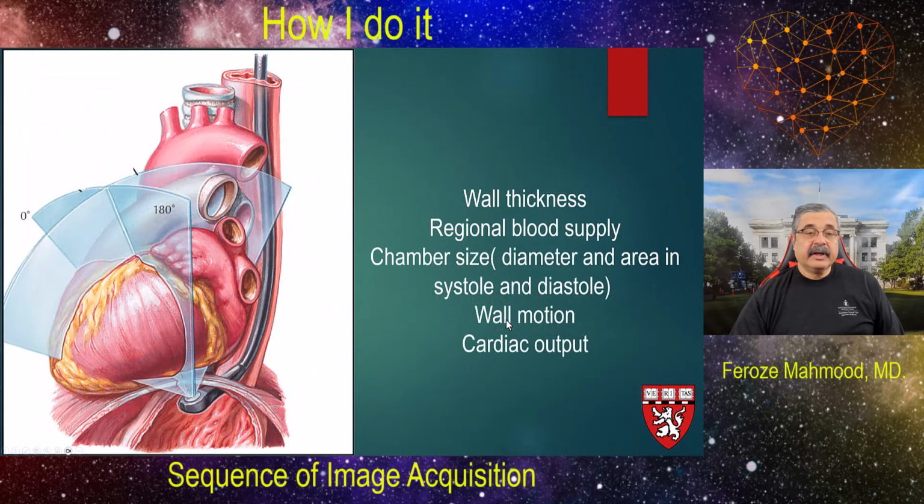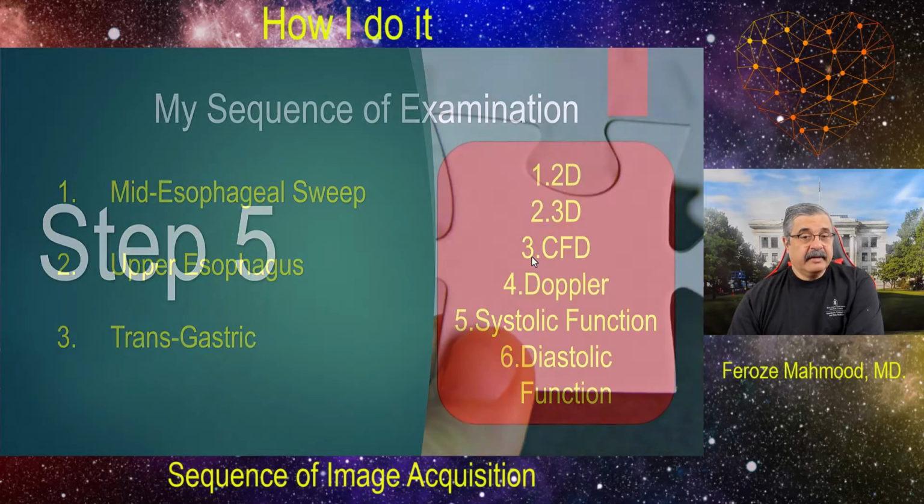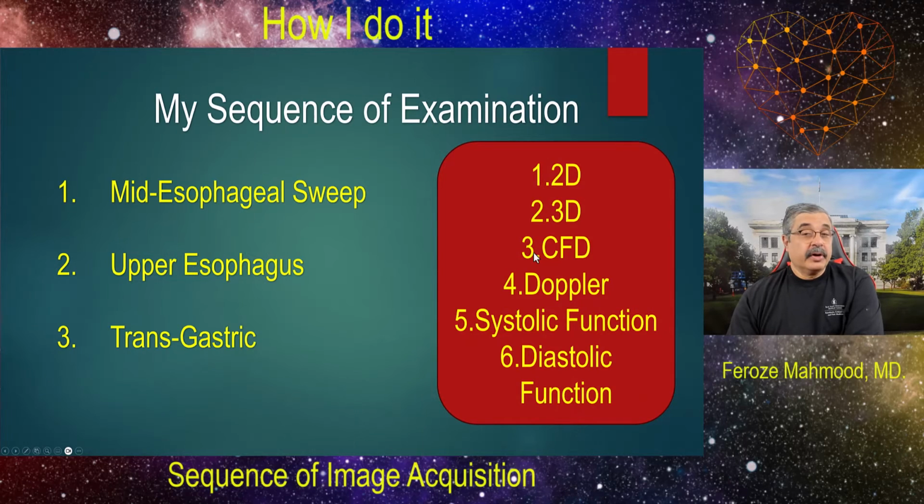Going further down into the stomach, we look at the wall thickness and wall motion, determined by the adequacy or the lack of it of blood supply to each specific wall, chamber size, diameter, wall motions, and lastly, cardiac output in this location. And step 5 is essential to put it all together.